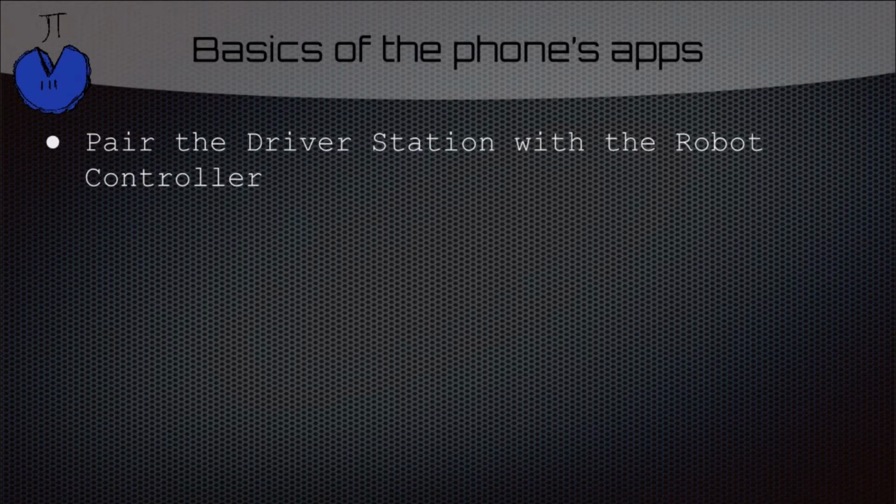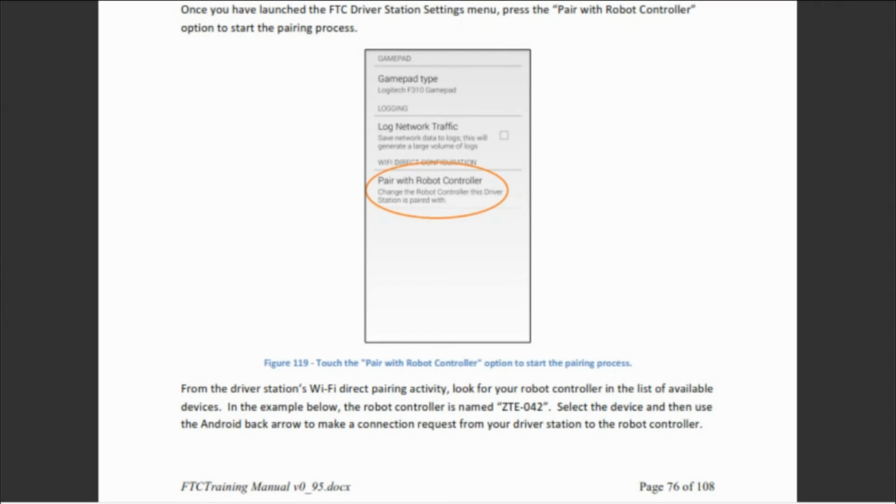Now some basics of the phone's apps. So first, pairing the driver station with the robot controller. This basically means that you're telling the two phones that they're supposed to be together, because at a competition there's going to be hundreds of phones floating around everywhere. So these two phones need to know that they need to be connected, not connected to anyone else. I won't get into how to do this, but it is found in the magic document of the Pushbot Build Guide.